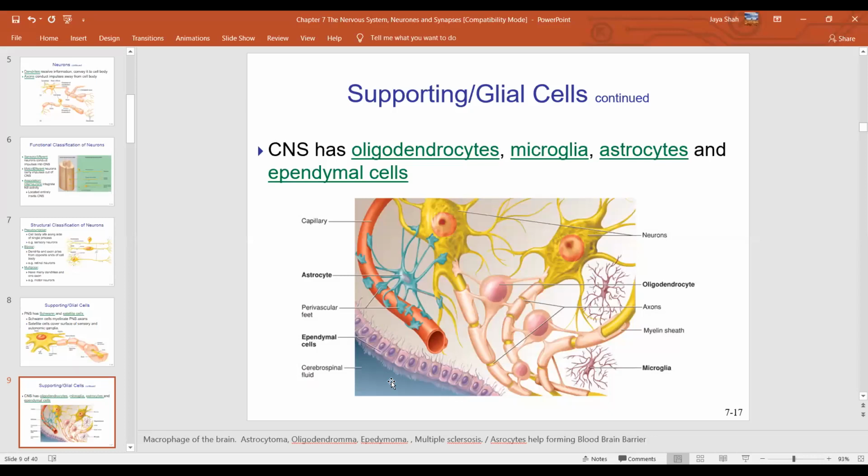Characteristic of the neurons: when a neuron cell body dies, it is dead forever. They have lost their mitotic capacity in their embryonic period. But supporting cells, these are all supporting cells. Once they die, they can regenerate, they can multiply.